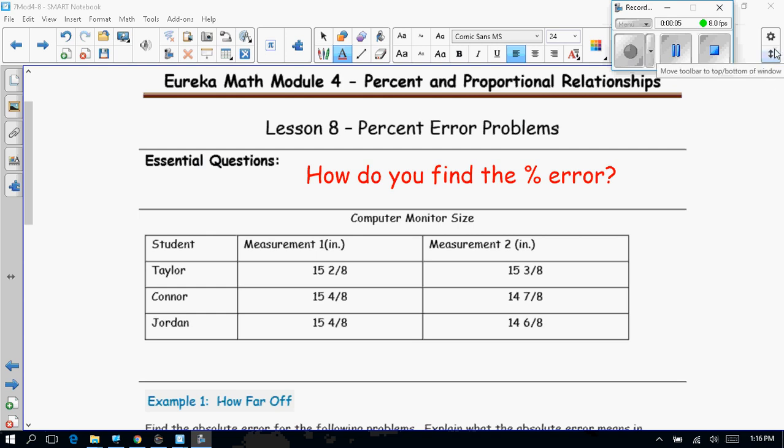We are on Module 4, Lesson 8, Percent Error Problems. The essential question: how do you find the percent error? I know that sounds kind of weird to talk about, so let me explain and give you a little background here.